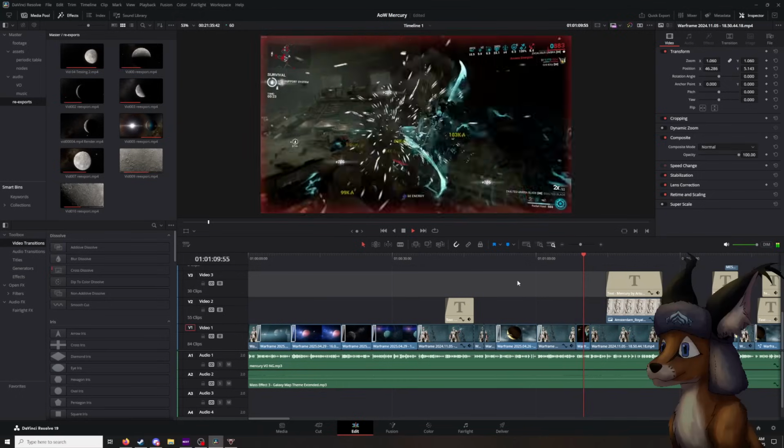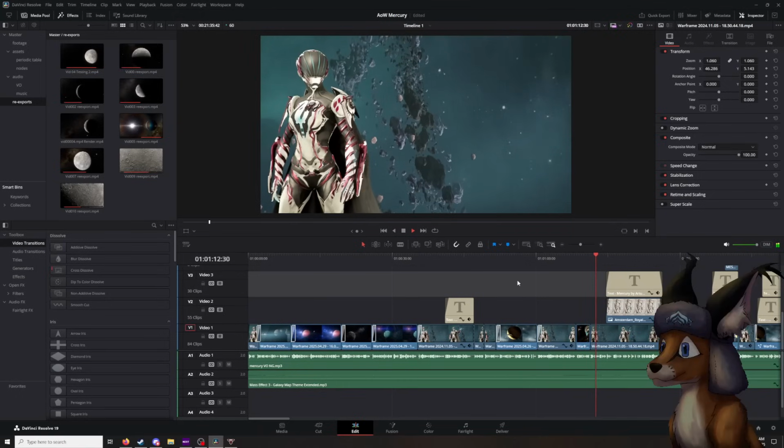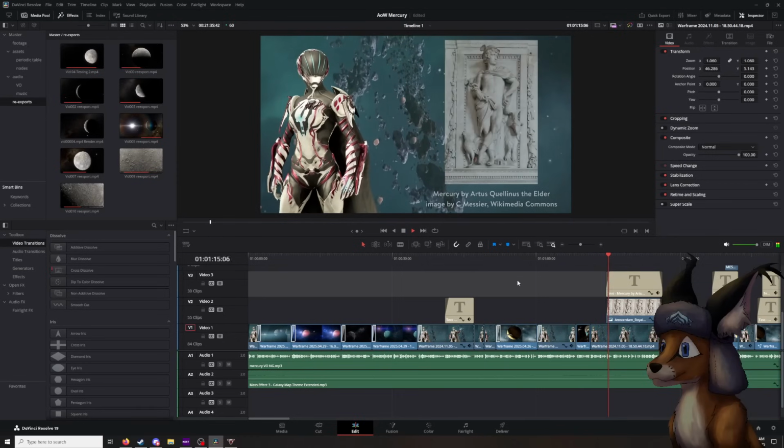Aside from the obvious stuff like the space ninjas and whatnot, Mercury is, like the rest of the planets, named after a Roman god, being Mercurius.